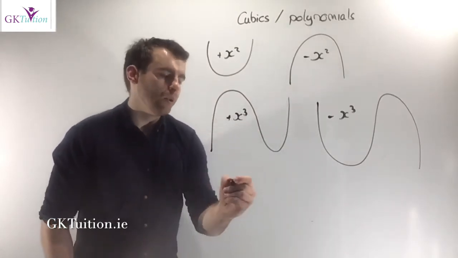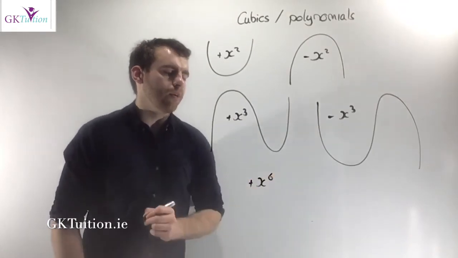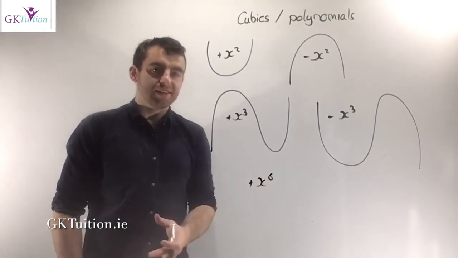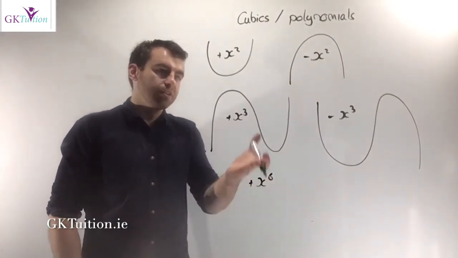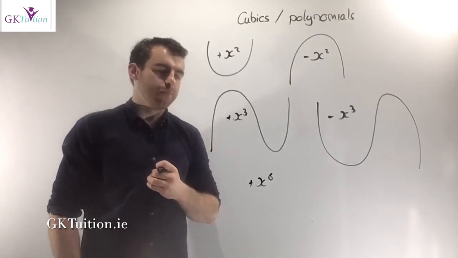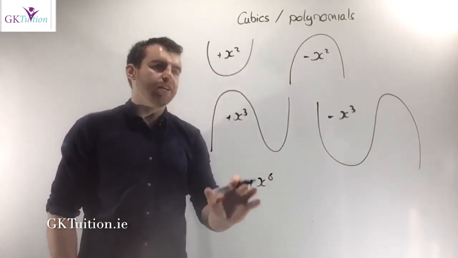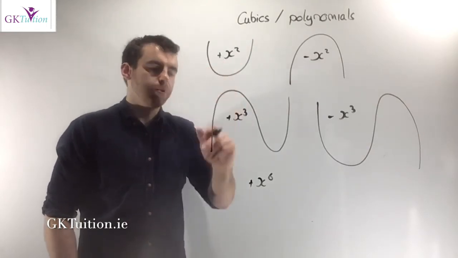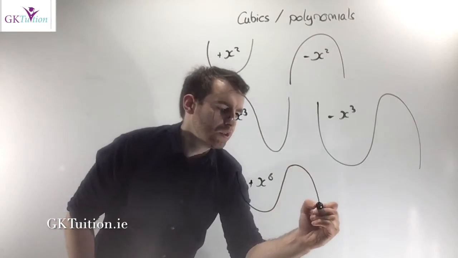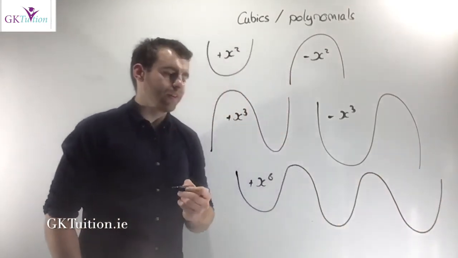So for example, let's take a complicated one, like imagine a plus x to the power 6. 6 is an even number, so it follows the same rules as the x to the power 2 because it's also an even number. So if it's x to the power 6, it has 5 turning points, and I know that it will start off the same way as a plus x squared. So it'll be a U shape, and it's going to have 1, 2, 3, 4, 5 turning points. So it's going to look like that.